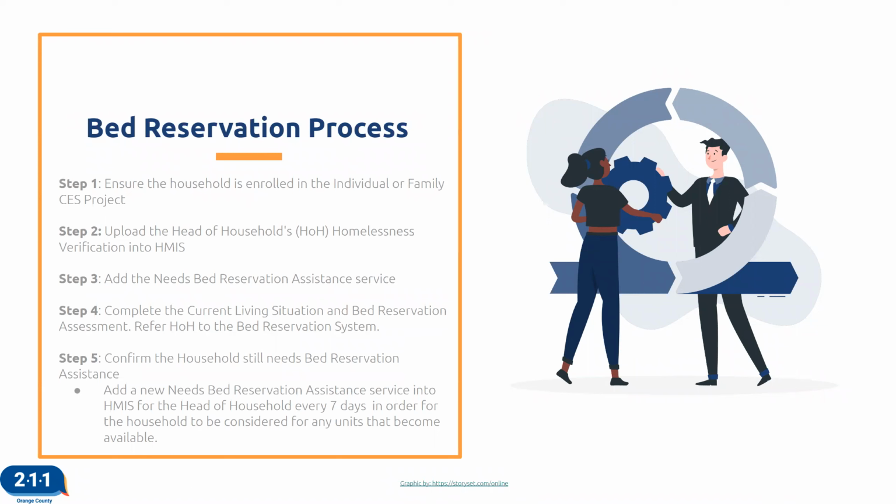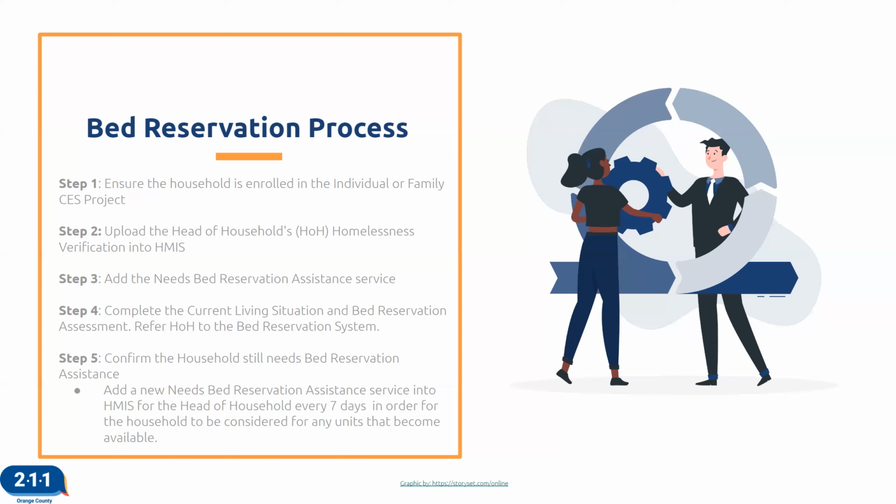Step one is ensuring that the household is enrolled in the appropriate CS project. So whether they are individual or family, making sure that they're enrolled in one of those CS projects. And the next step is uploading the head of household homeless verification into HMIS, and then navigating to add a service under the service tab.